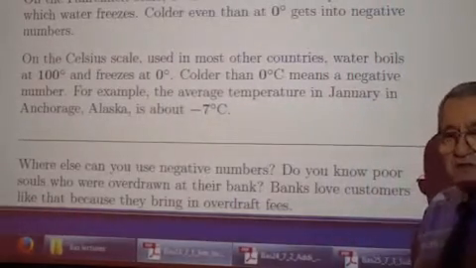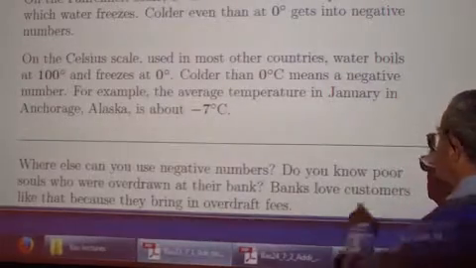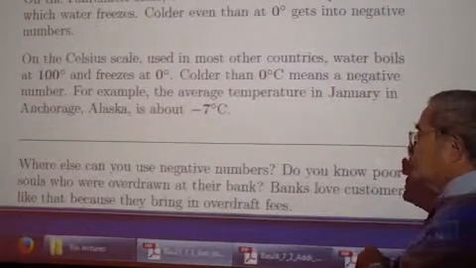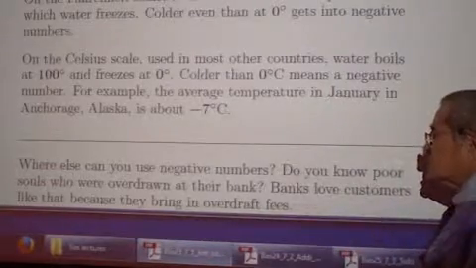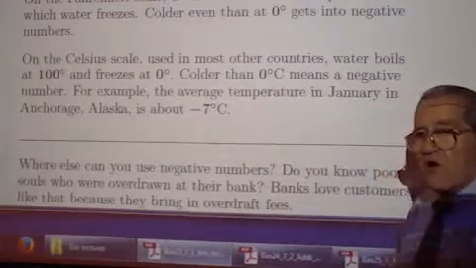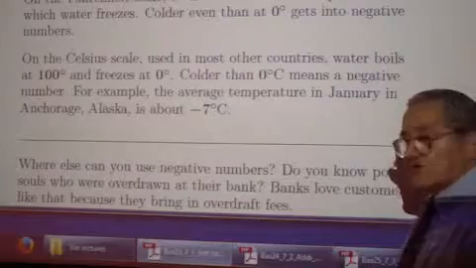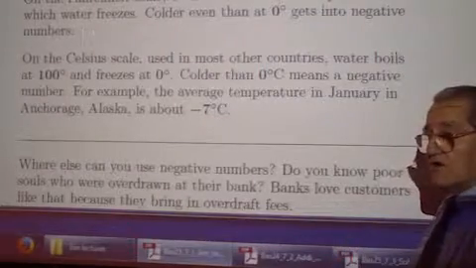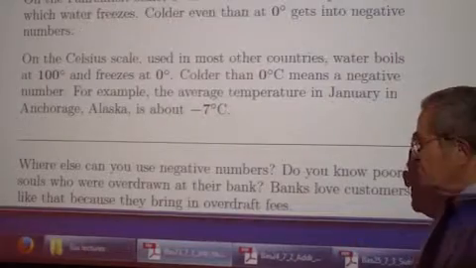Where else can you use negative numbers? Do you know poor souls who are overdrawn at their bank? Banks love those customers because they bring in overdraft fees. Oh, please be overdrawn and send us some extra money for the privilege of us paying, or not even paying, but processing your reject.